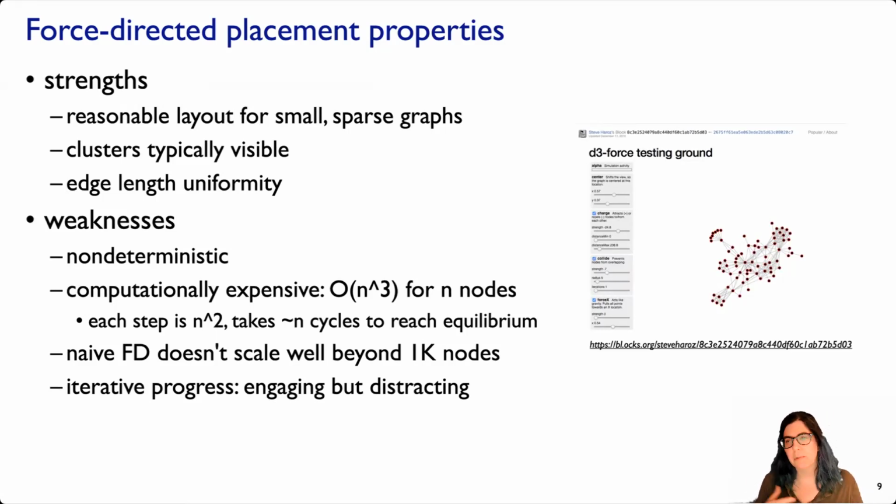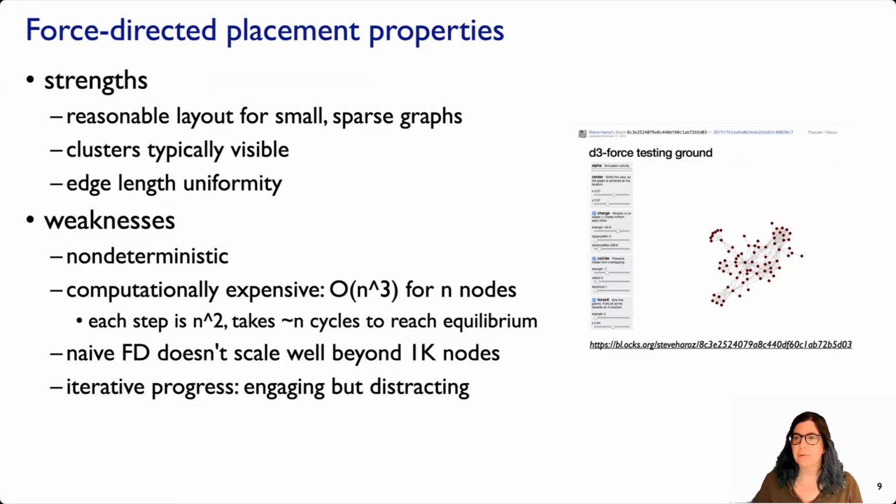Typically, the edge lengths are going to be roughly uniform. What's tricky about this, though, is it's not deterministic. That part where we lay things out randomly at the beginning is going to have implications. It's also quite expensive computationally. It's an n-cubed algorithm if you've got n nodes. Each one of those steps where you're updating the forces is n squared, and usually takes about n cycles to hit some sort of convergence point.